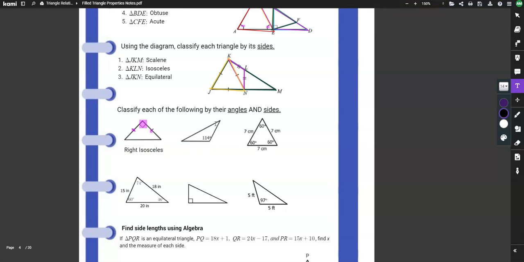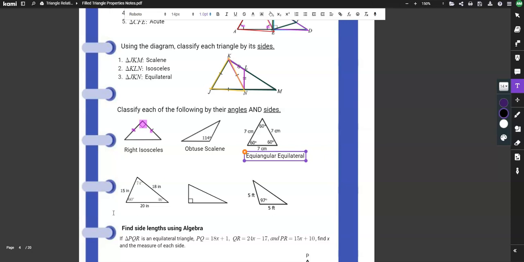All right, the next one, there's no congruence markers, so we have to assume that every side is a different length, and we are given that one of the angles is 114. So that means this is an obtuse scalene. Our next one gives us 3 side lengths of 7 centimeters and 3 angles of 60 degrees. So this one is equiangular and equilateral.